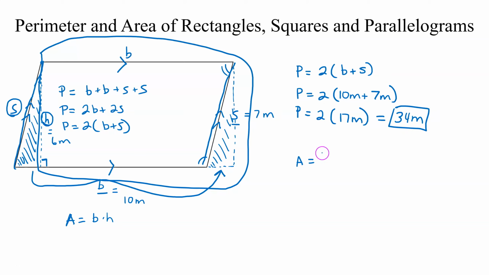For our area, we're doing base times height. The base is the bottom or the top of your parallelogram. That's 10 meters. And the height is not the side, but it's this line right here, or it could be this line right here. I just didn't draw this earlier. You could have thought of it as this piece over here. And that is 6 meters. So 10 times 6 is 60. Meters times meters is meters squared.